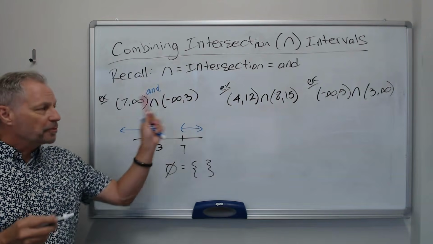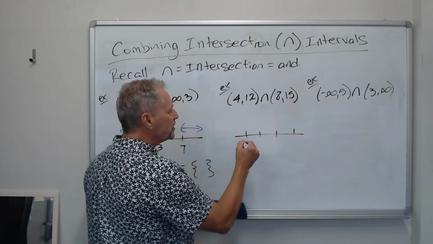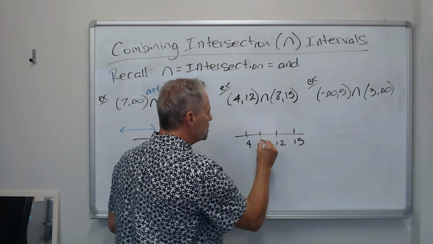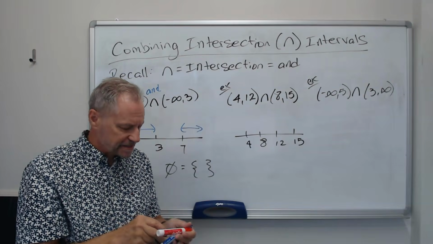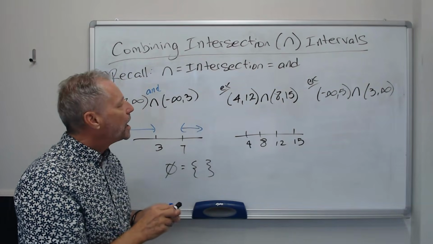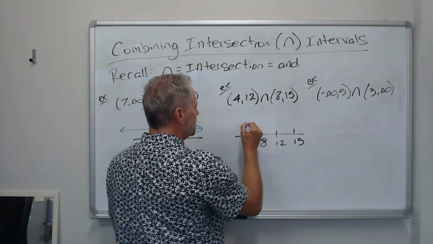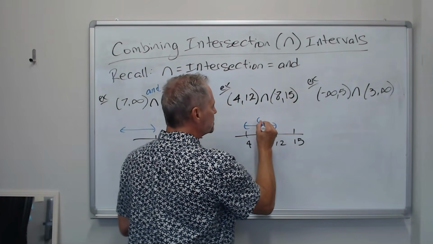Another example. We'll put all the numbers up on the number line, in order: 4, 8, 12, 15. And again, I don't really care that they're not spaced properly. That's irrelevant for this. But I've got the interval 4 to 12, which is going to be here, and I've got the interval 8 to 15.